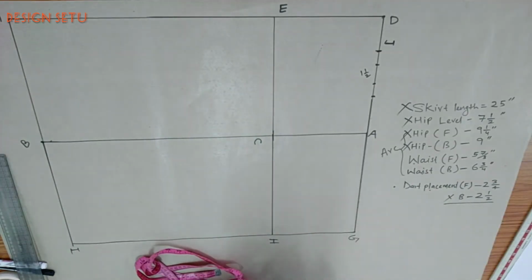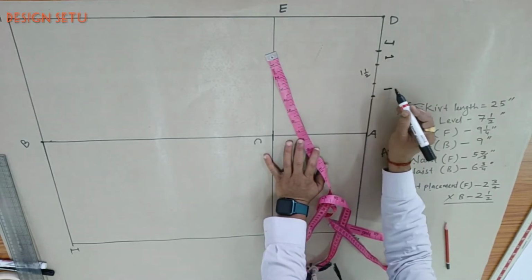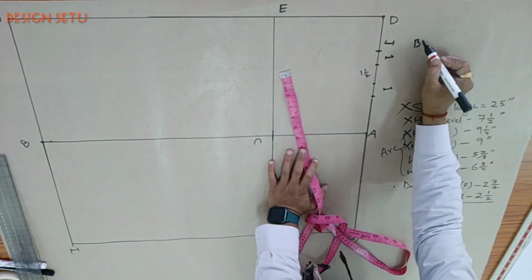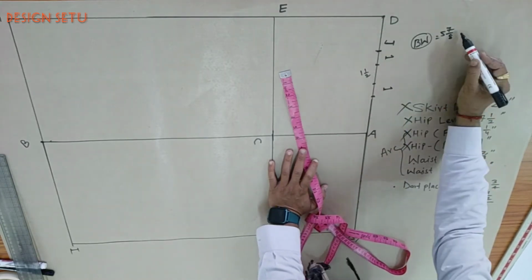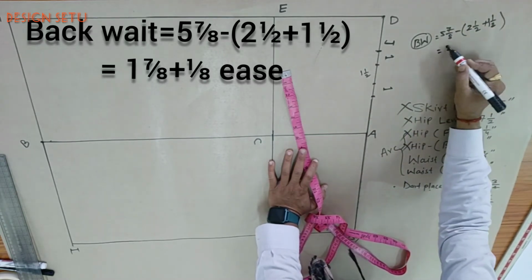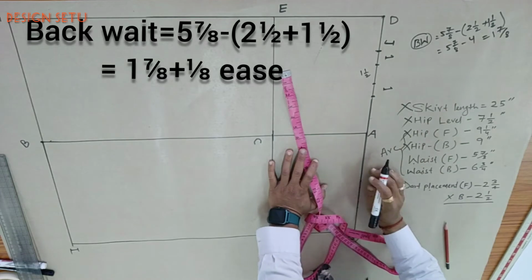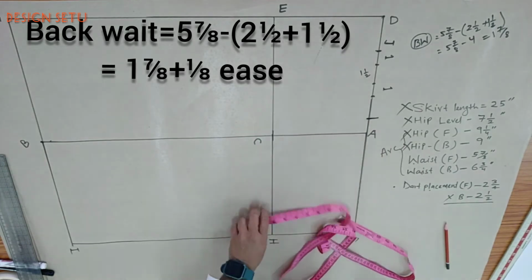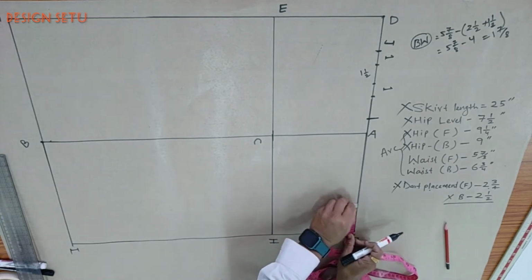Now we will draw the back waist area. Your dart placement is 2.5 inch and the space left between two darts is 1.5 inch. You will reduce this from 5 7/8. So your back waist is 5 7/8 minus 2.5 plus 1 1/2, so it is 1 7/8. Add 1/8 of allowance, mark the point, and square up 1 inch.